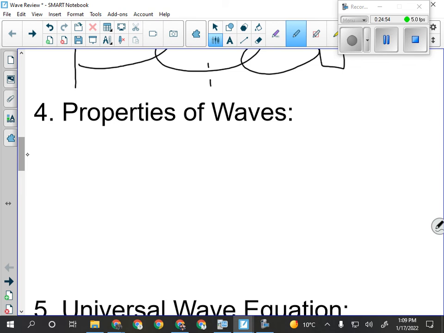All right. Also remember things like, a wave is a traveling disturbance. A wave requires a medium in which to propagate. Okay, that kind of stuff. A wave is not matter. All of that kind of stuff is going to be properties of waves, multiple choice stuff.